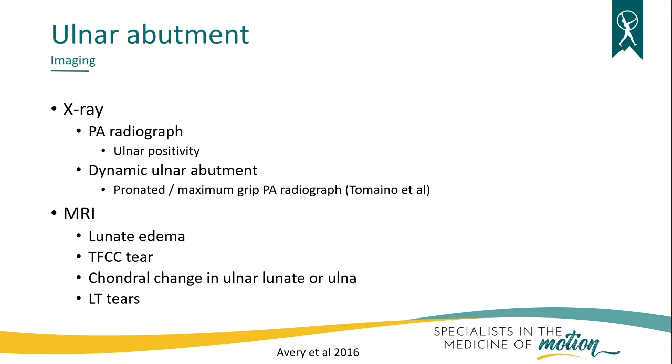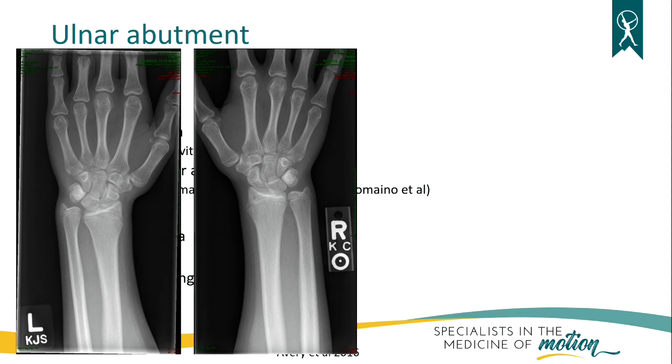We get x-rays, of course, to look and see what their variance is, to look for ulnar positivity. If there's a question about some of the dynamic components of their activities, you can get a pronated and maximum stress grip view, which can be helpful. And MRI really is helpful for this too. For a more significant ulnar abutment syndrome, you're going to see edema in the proximal ulnar corner of the lunate. You may see an associated TFCC tear. You may see chondral injury or lunotriquetral tears.